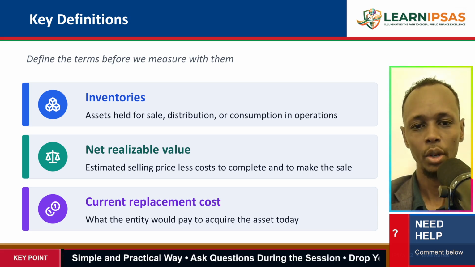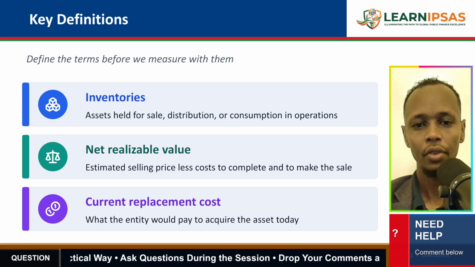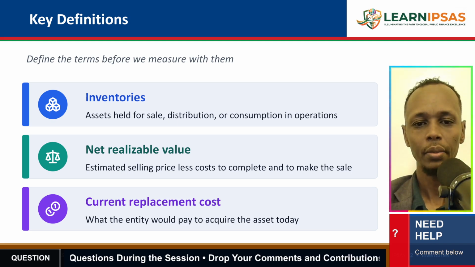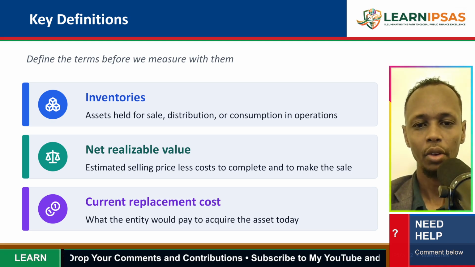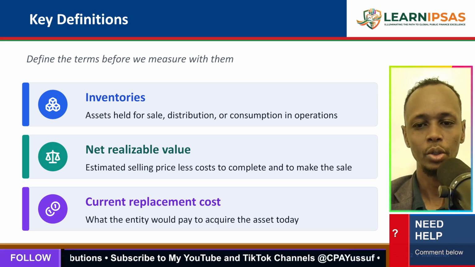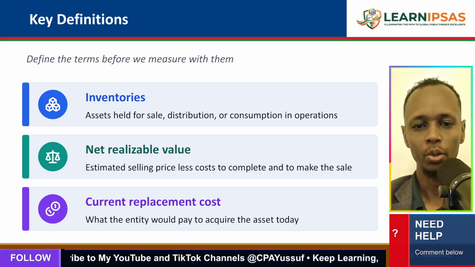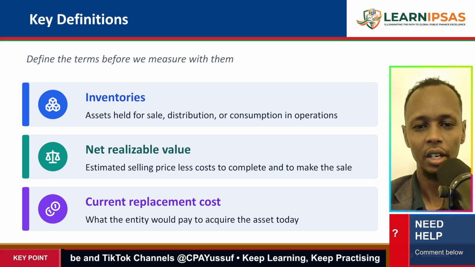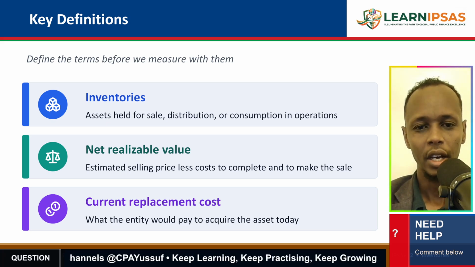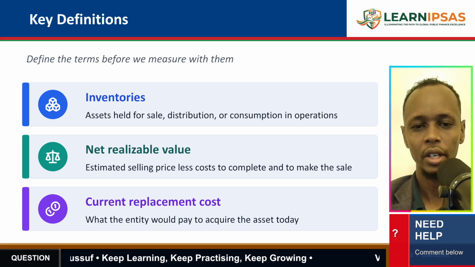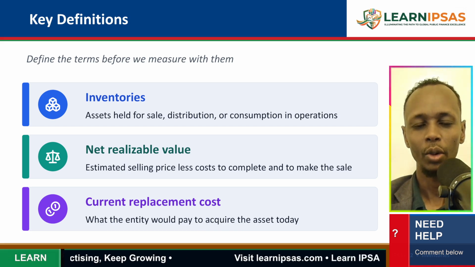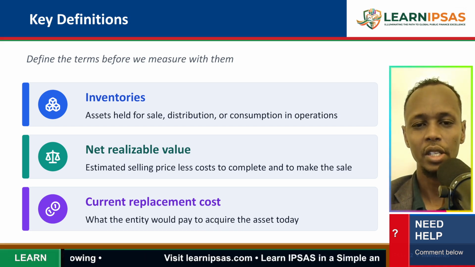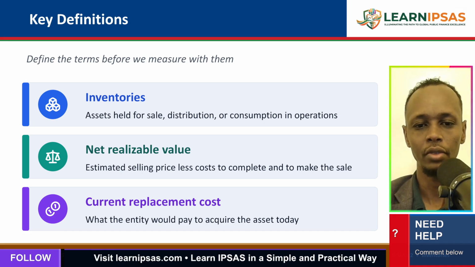So the net realizable value. If you are a profit making entity, if your aim is to sell, then you will use the net realizable value. The net realizable value is the estimated selling price less cost to complete and to make the sale. So that's net realizable value. And we will revisit this when we are looking at the write down and what cost we will use in our books as the carrying amount of the inventories.